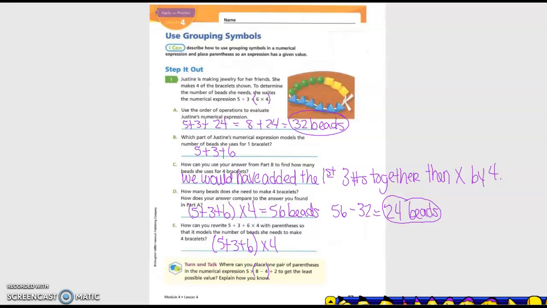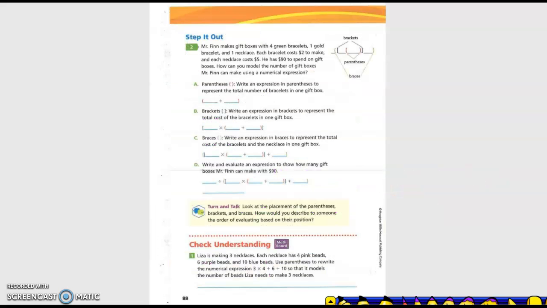We'll go into the next page. Step it out. Mr. Finn makes gift boxes with 4 green bracelets, 1 gold bracelet, and 1 necklace. Each bracelet costs $2 to make, and each necklace costs $5. He has $90 to spend on gift boxes. How can you model the number of gift boxes Mr. Finn can make using a numerical expression? So parentheses. Write an expression in parentheses to represent the total number of bracelets in one gift box.